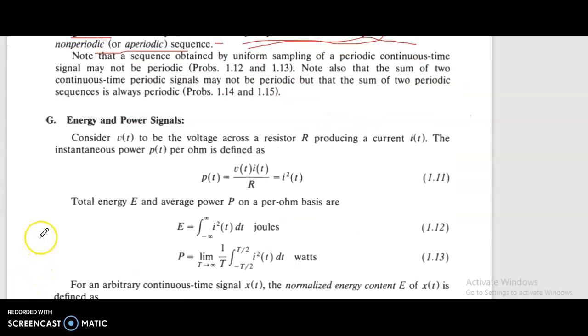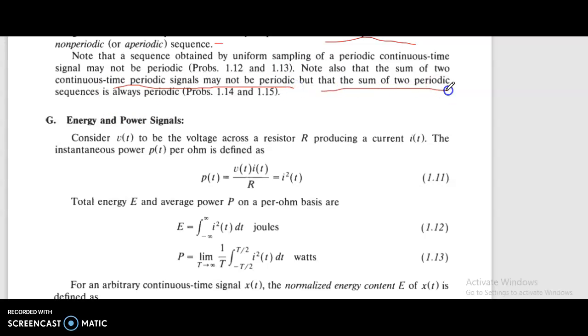Note that a sequence obtained by uniform sampling of a periodic continuous time signal may not be periodic. Note also that the sum of two continuous time periodic signals may not be periodic, but that the sum of two periodic sequences is always periodic.